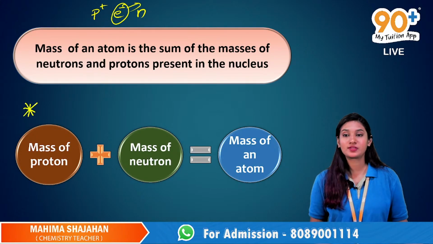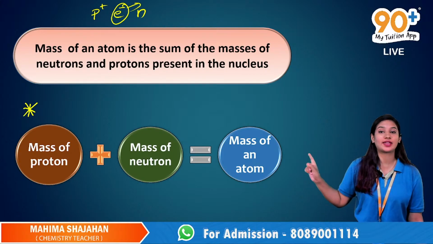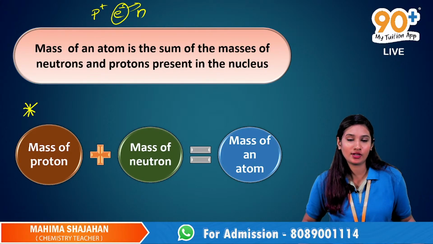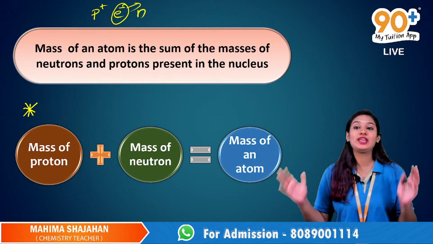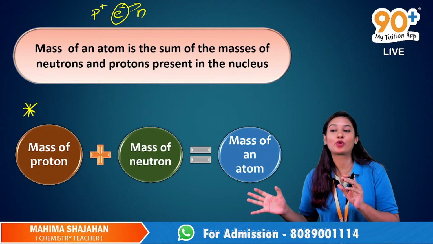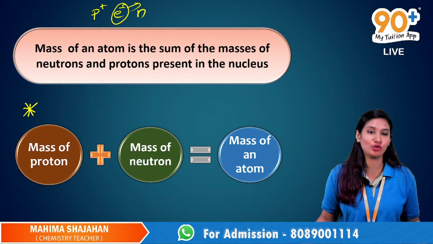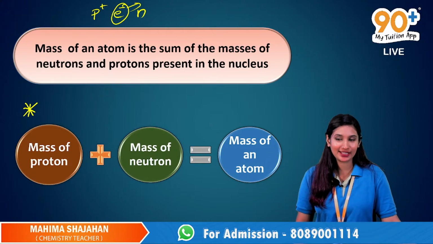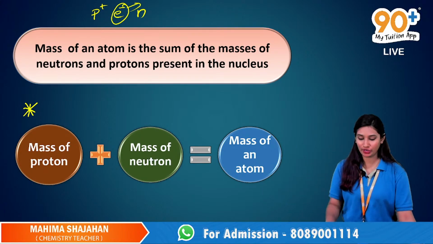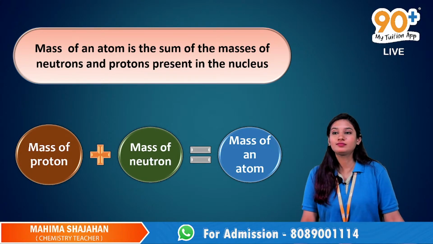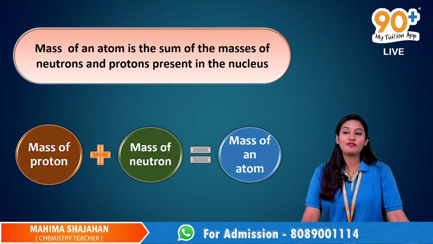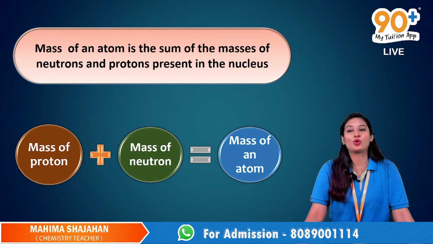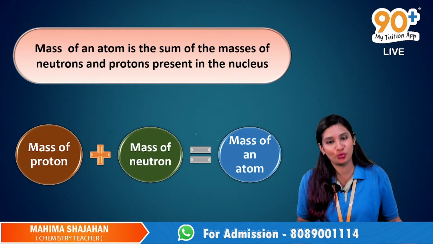This is important. You should have this idea in your mind. So what is mass of an atom? Mass of an atom will be equal to mass of proton and mass of neutron here. You can write this down: mass of an atom is a sum of masses of neutrons and protons present in the nucleus.